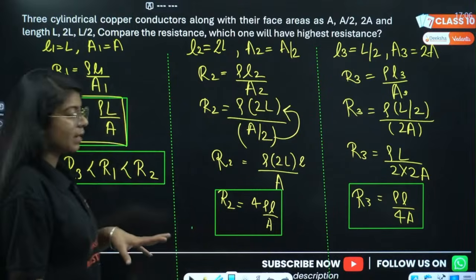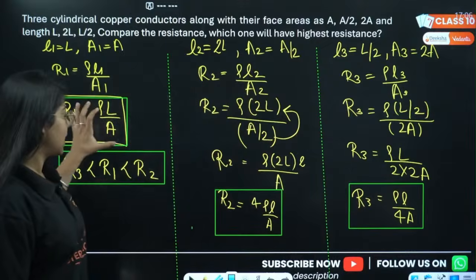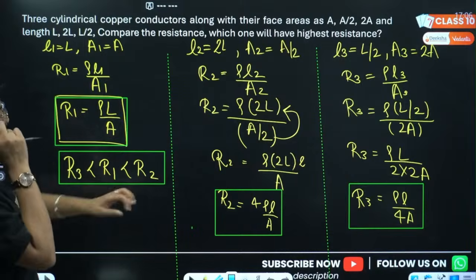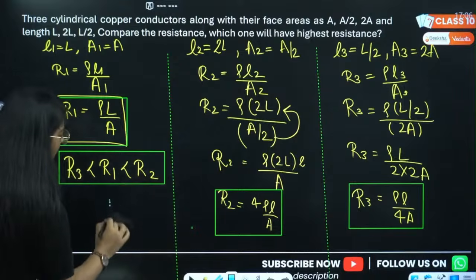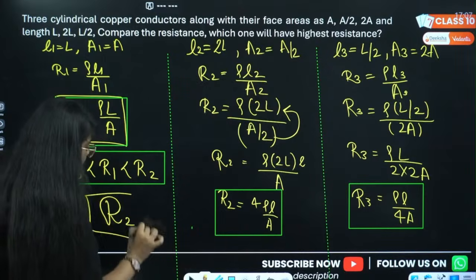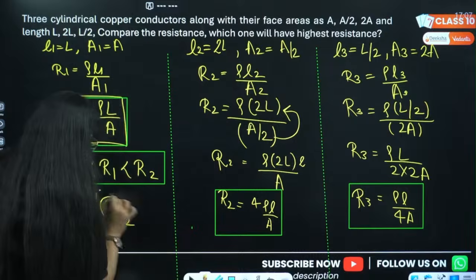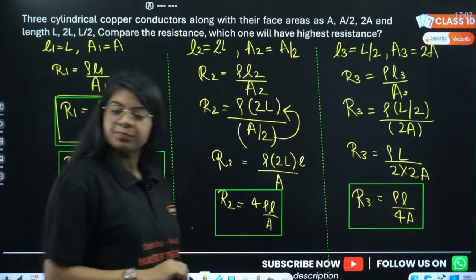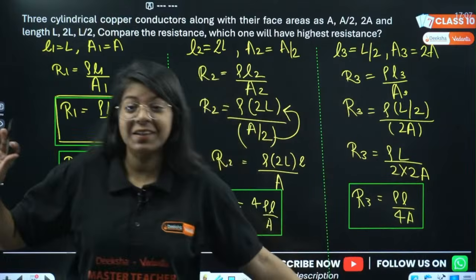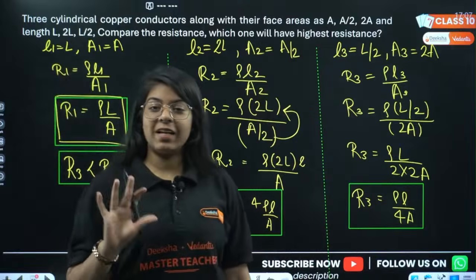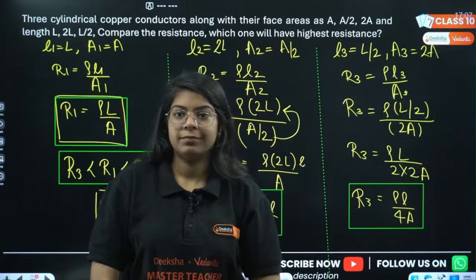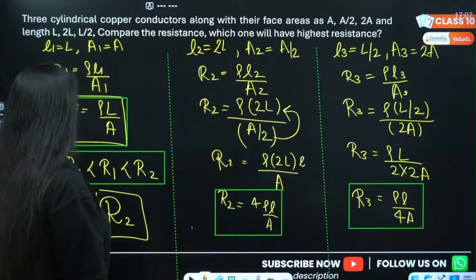Clear, concise comparison. R3 is definitely less than R1, but R2 is more than R1. Understood? Now, which will have the highest resistance? R2 has the highest resistance. Okay? Very easy numerical. You just have to put different values of length and area in the same formula. Okay, chalo. Next question.